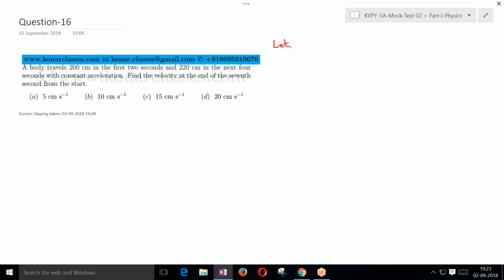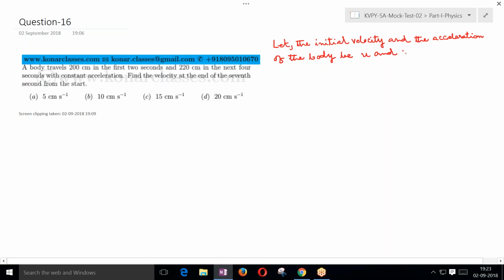Let the initial velocity and the acceleration of the body be u and a respectively.